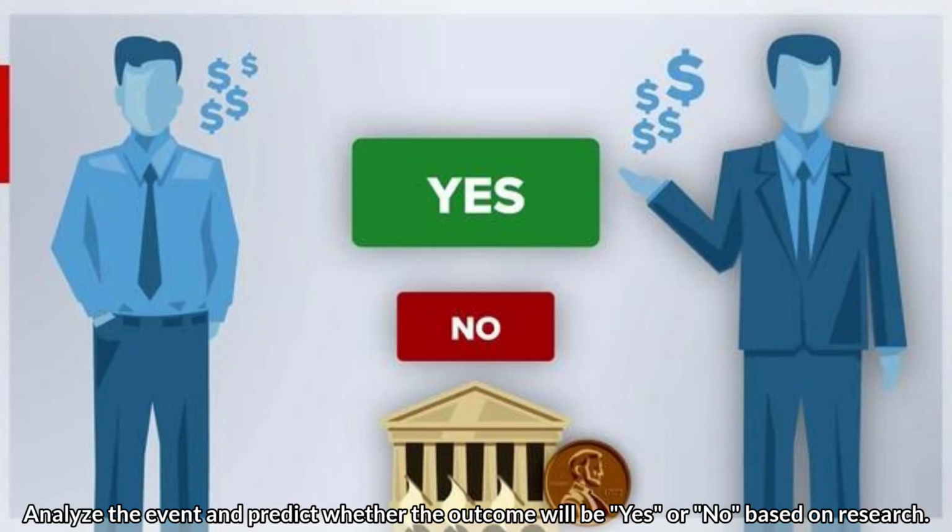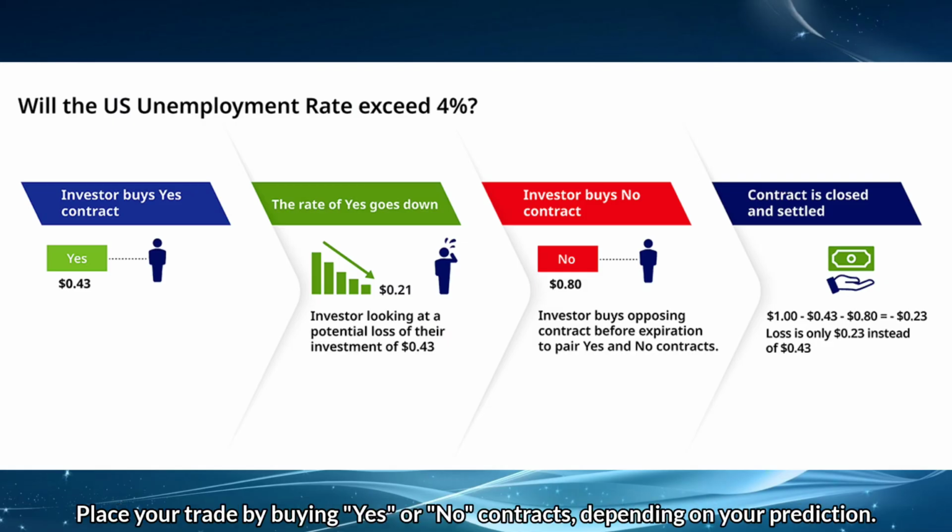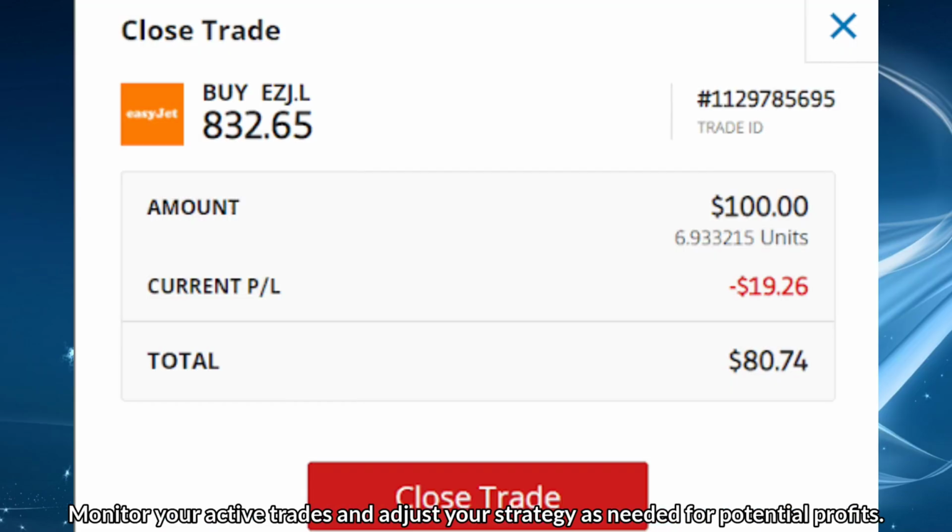Analyze the event and predict whether the outcome will be yes or no based on research. Place your trade by buying yes or no contracts, depending on your prediction. Monitor your active trades and adjust your strategy as needed for potential profits.